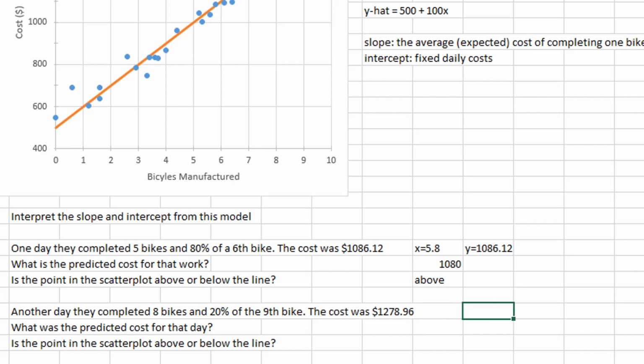What if they complete 8 bikes and 20% of a ninth bike, so 8.2, that's the number of bikes, and the cost is 1,278.96. What is the predicted cost? Well, again, it's going to be 500 plus 100 times 8.2. That's the predicted cost, but it only costs $1,278.96. That is going to be below the line. So if the actual is less than the predicted, then the point is going to be below the line. Sound good?